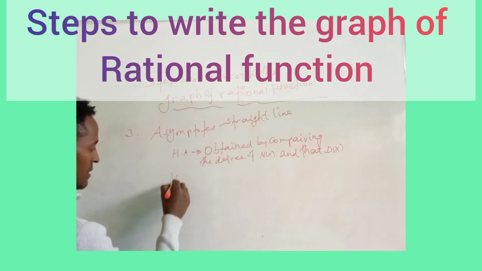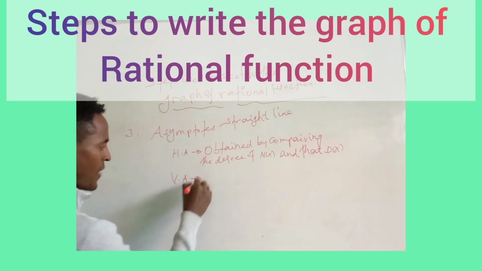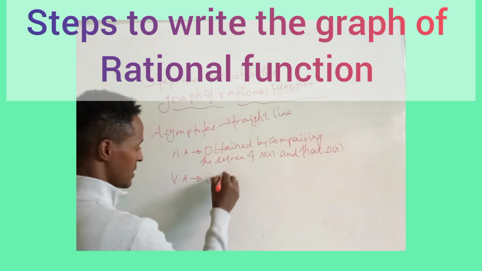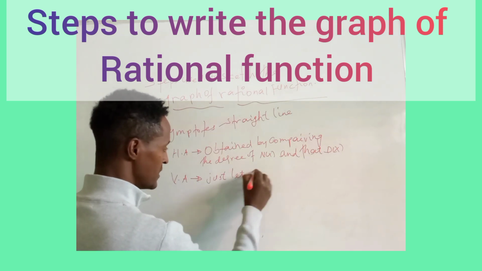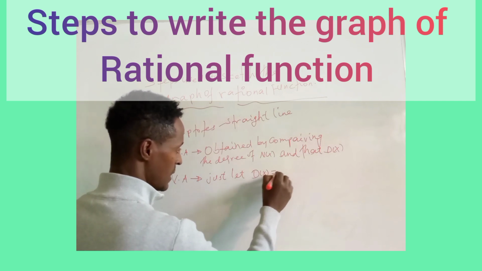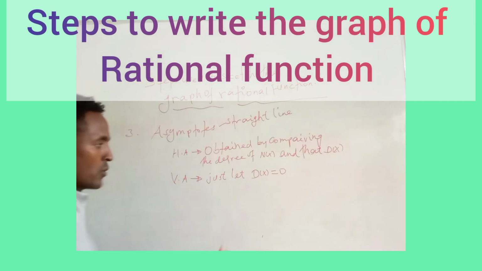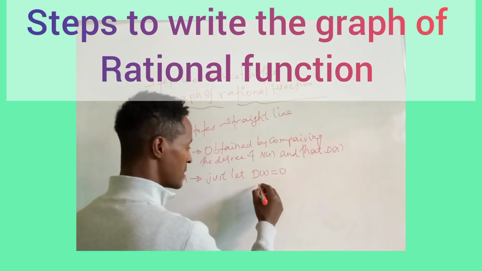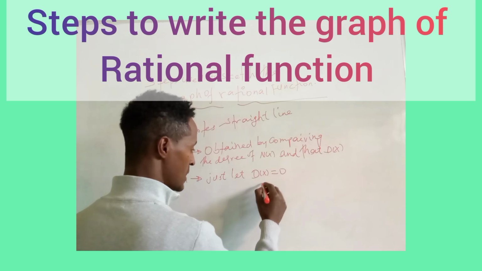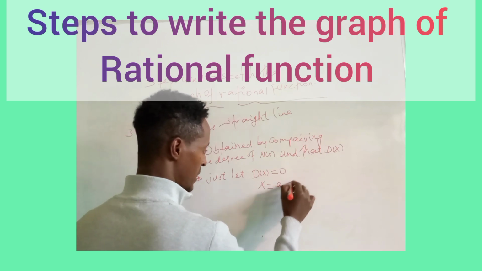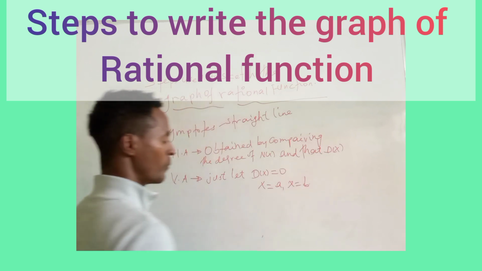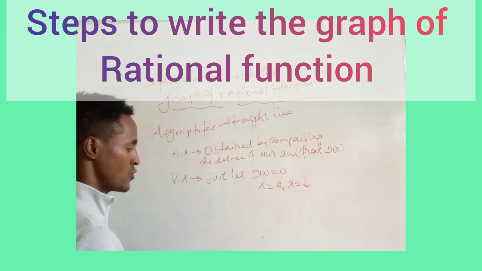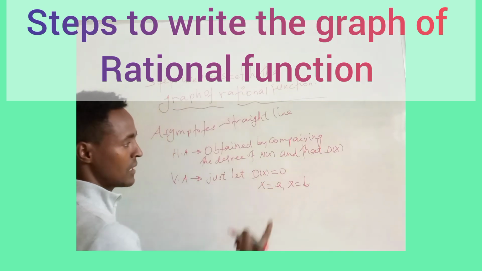Second is the vertical asymptote. To find the vertical asymptote of a rational function, just set d of x to 0 and obtain certain numbers. Suppose d of x is a quadratic equation, and by solving d of x equals 0, you get x is equal to a, x is equal to b. To take these as vertical asymptotes, you have to insert them into the numerator and the denominator.